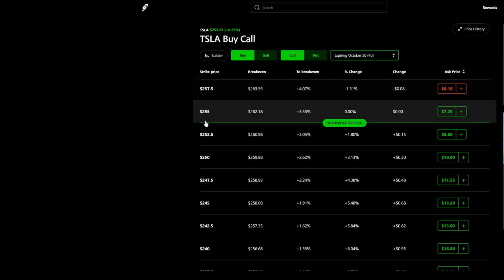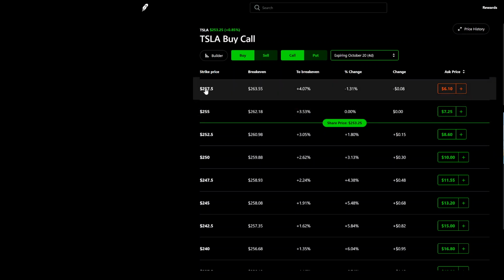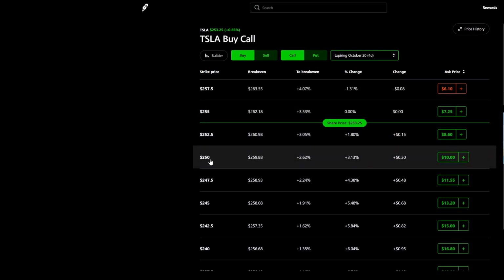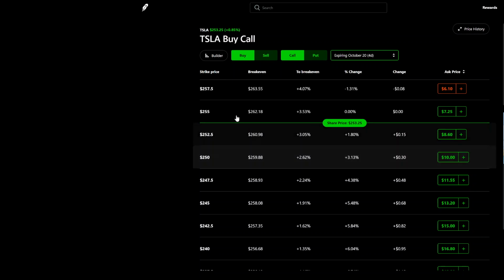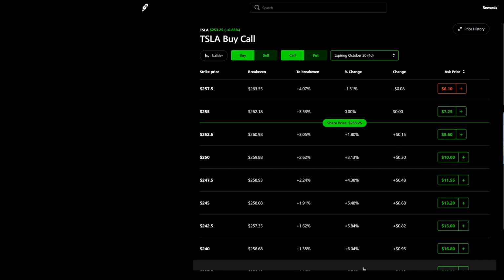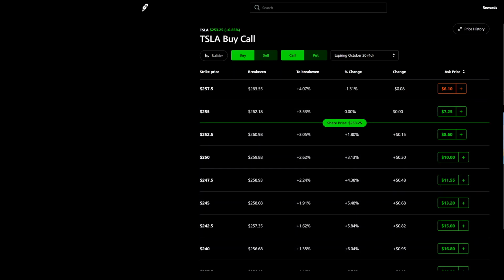So over on the left side, we have our strike price. You can see the strike price changes every $2.50, and those are the contracts that you can buy. It tells you what your break even amount is. It tells you the percent that you need to get to break even. It tells you today's percent change on that particular contract, and it tells you today's dollar change in premium on that options contract.